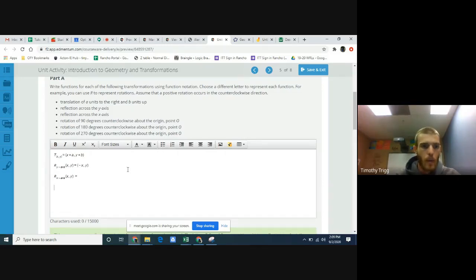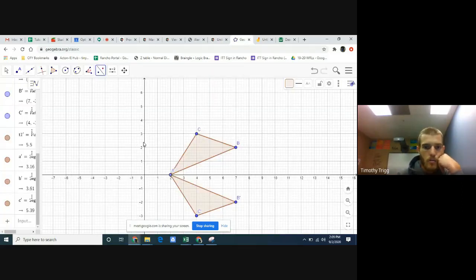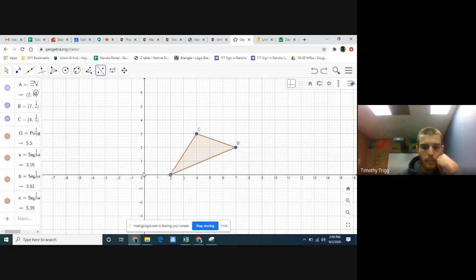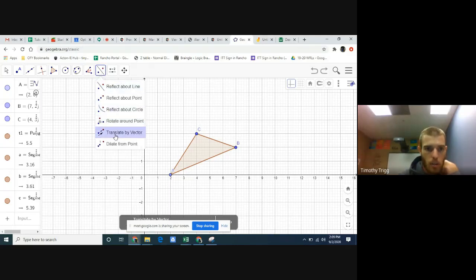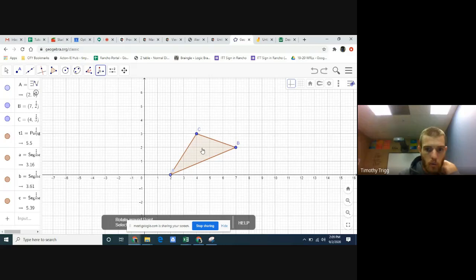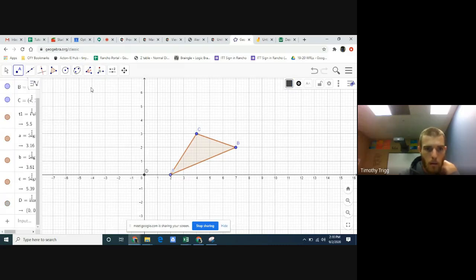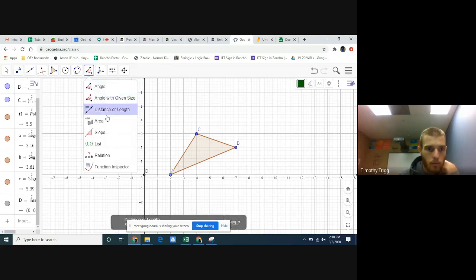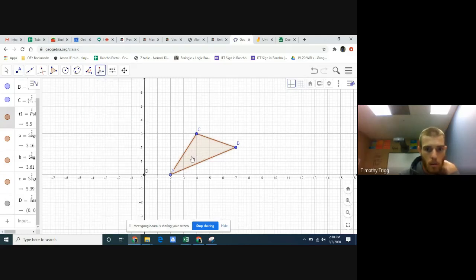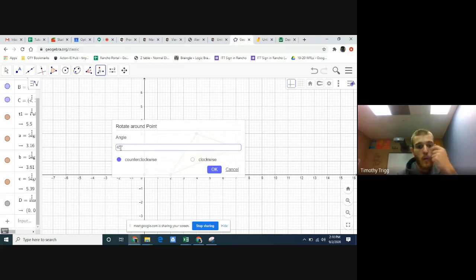Okay, next one. Rotation 90 degrees counterclockwise around the origin, point 0. Okay, so let's back up a second. Now I want to rotate my triangle 90 degrees. So I'm going to go to the rotate tool. I want to rotate this triangle around this point. I guess they want me to add a point here, so I'll add a point. Okay, so I'm going to rotate my triangle around this point. And according to the problem, I want to do it counterclockwise 90 degrees.